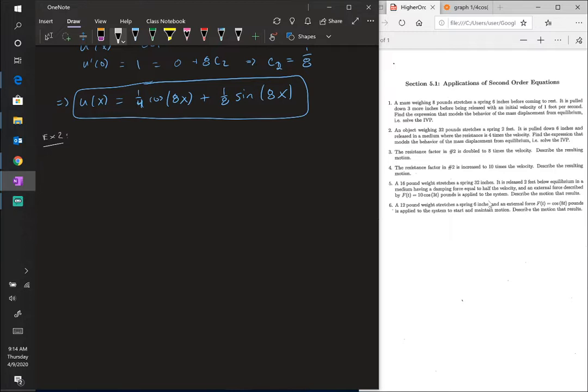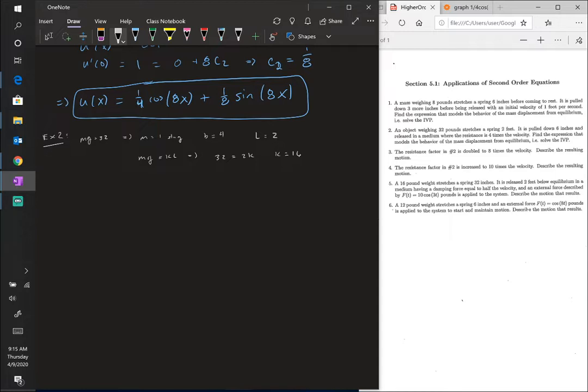So here we've got mg equals 32. So that tells us m equals 1 slug. B here is 4 times the velocity. And it is pulled down 6 inches. Oh no, it stretches the spring 2 feet, so L equals 2 feet. So mg equals KL tells me that 32 equals 2K, so K equals 16.